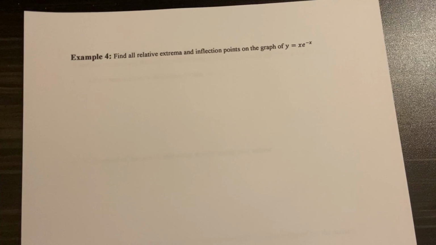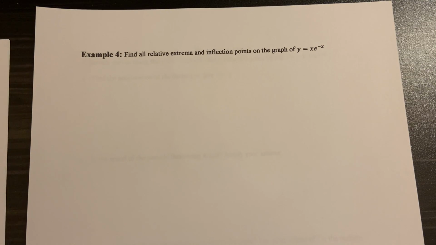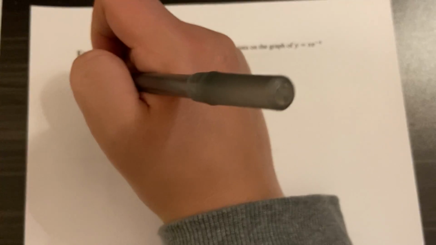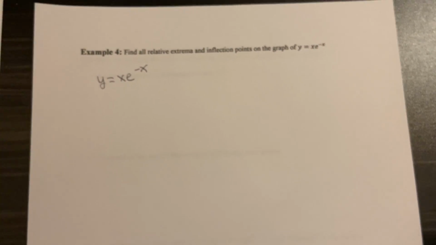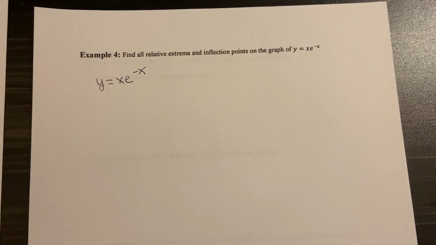Okay, example 4. Now, example 4 wants us to find all the relative extrema and inflection points. So as soon as we hear that, we know we have to do both the first derivative test and the second derivative test, because that's how we get relative max and mins, and that's how we get inflection points. So I'm just going to write y real quick so it's in front of me. Okay, so we're starting with that y.